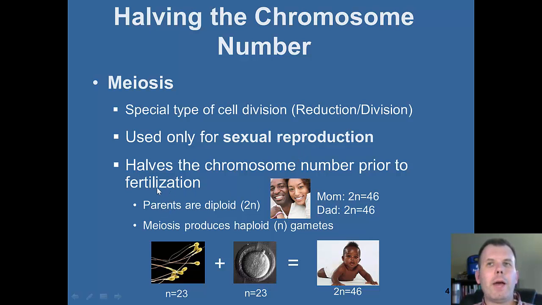And again, you have the reduction prior to fertilization, so that your parents, which are diploid, both have 46. They reduce the number to 23, the haploid number, if you remember that from last time. And when they get fertilized, you end up with a baby that has 46. That's the important part: the same number of chromosomes as the parents. In order for that to happen, you have to reduce the number of chromosomes by half.